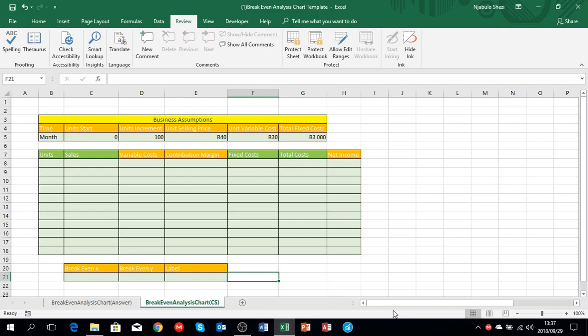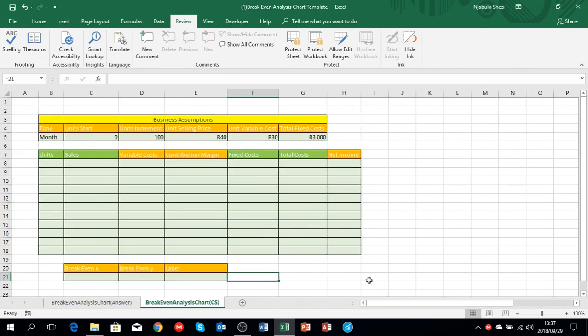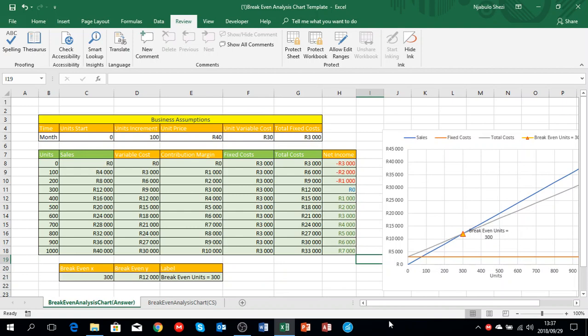So guys, just for a more understandable and a more practical example, I've prepared a case study here to the right. We have some information as it relates to the case study, and then we have a required here. But maybe just before we dive into the question, let me show you guys the final answer. The final answer looks like this.